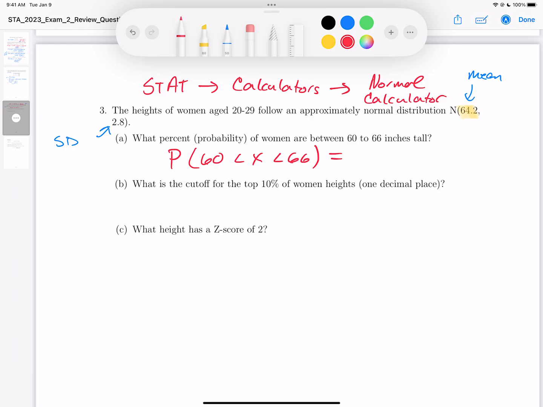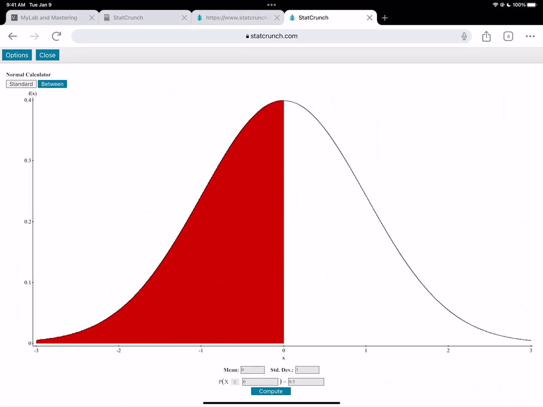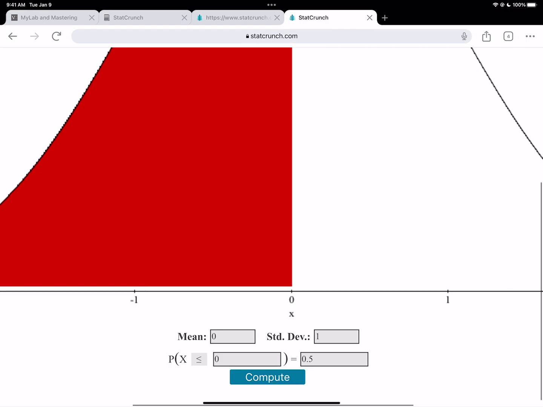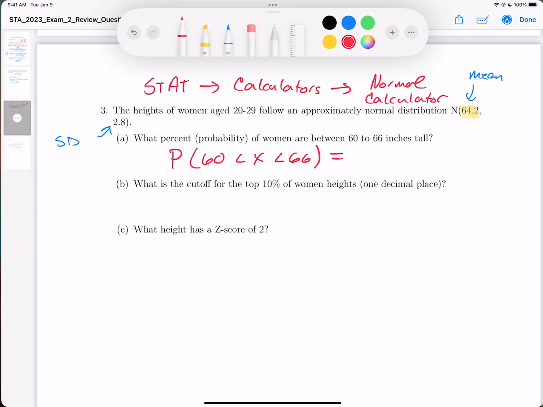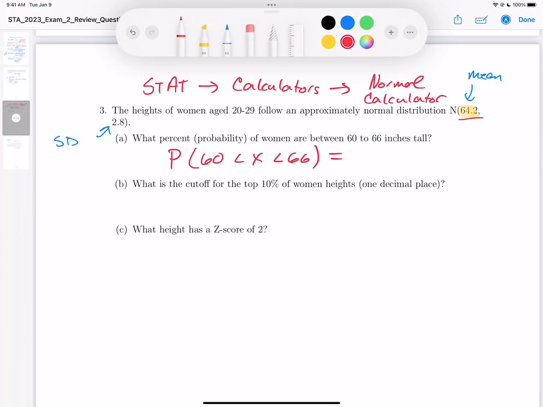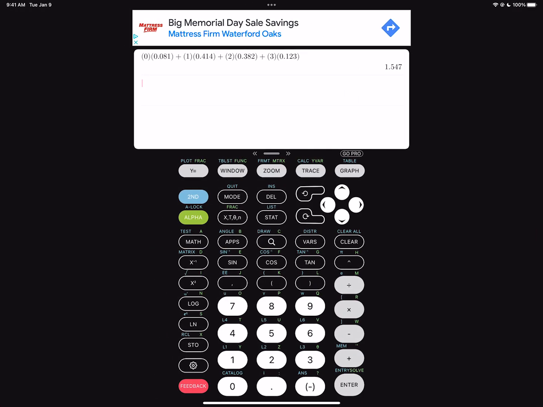All right, once we're in the normal calculator, we need to know the mean and the standard deviation. Hopefully you can see it at the bottom. I know it's a little small here, but at the bottom, oh, I can zoom in. We need the mean and the standard deviation. Well, they told us the mean was 64.2 and the standard deviation was 2.8. So let's put those in.